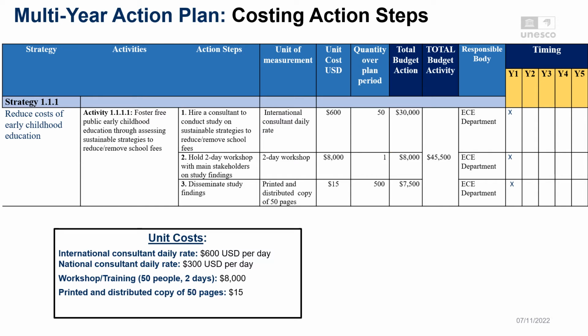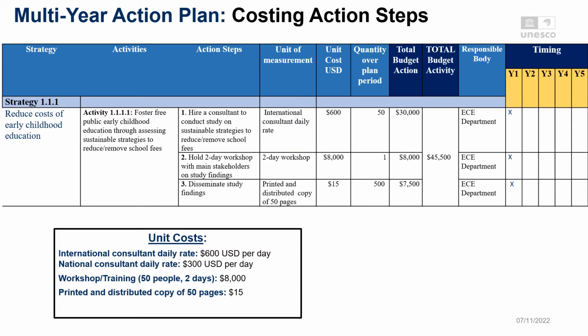For the next action step, we want to hold a 2-day workshop. We can see that a 2-day workshop costs $8,000, so we would enter 2-day workshop in the unit of measurement, $8,000 for the unit cost, and 1 over the planned period. $8,000 times 1 equals $8,000 for the total budget of this action.